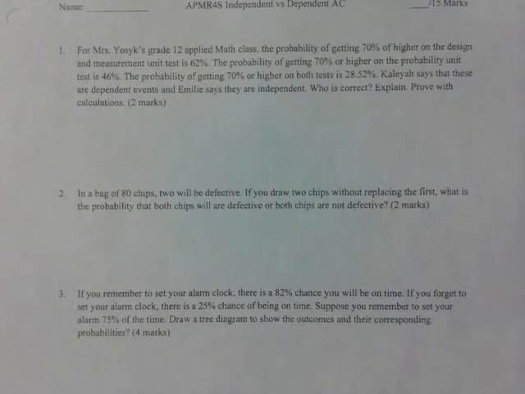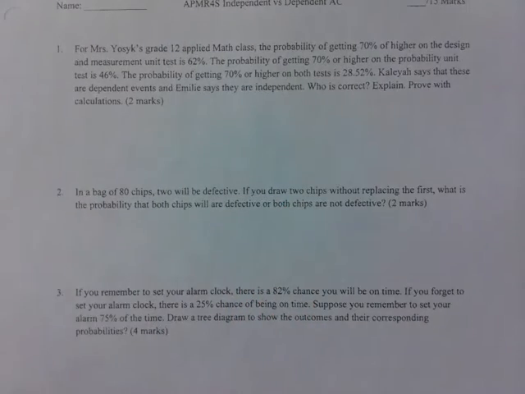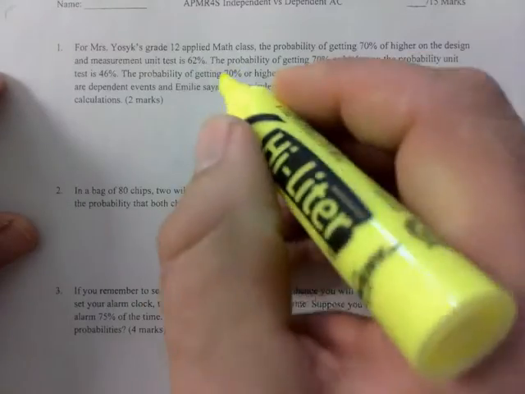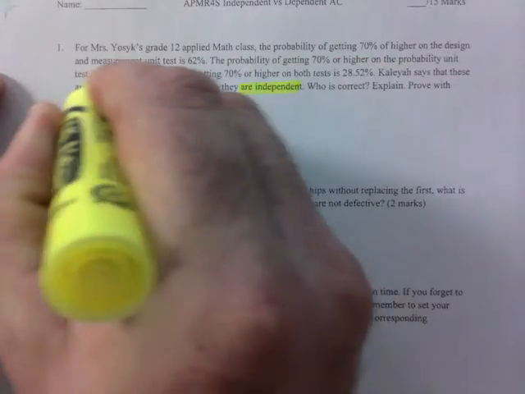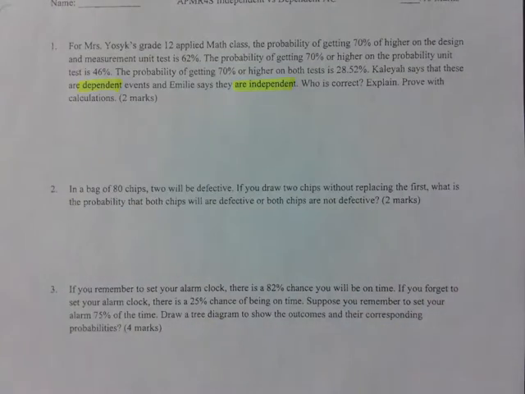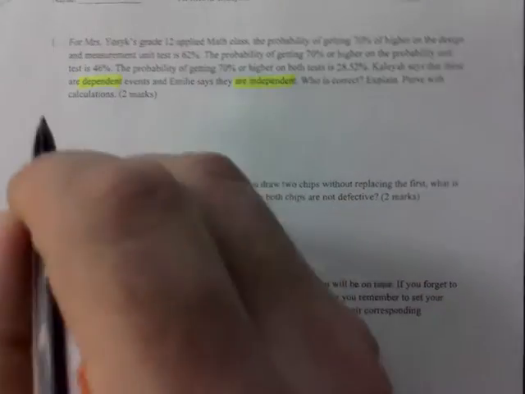So the first one is, I take full responsibility. I only showed you one example in the notes on how to do this. But basically, if it's being asked to figure out if events are independent versus dependent, if they give you that, you want to check.